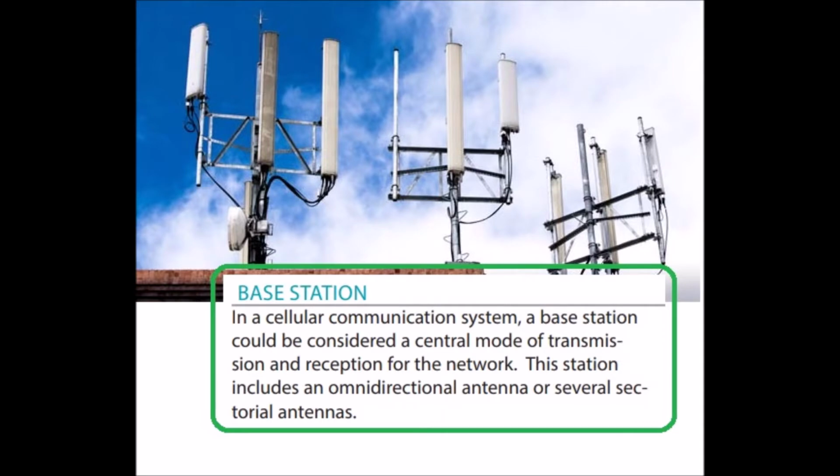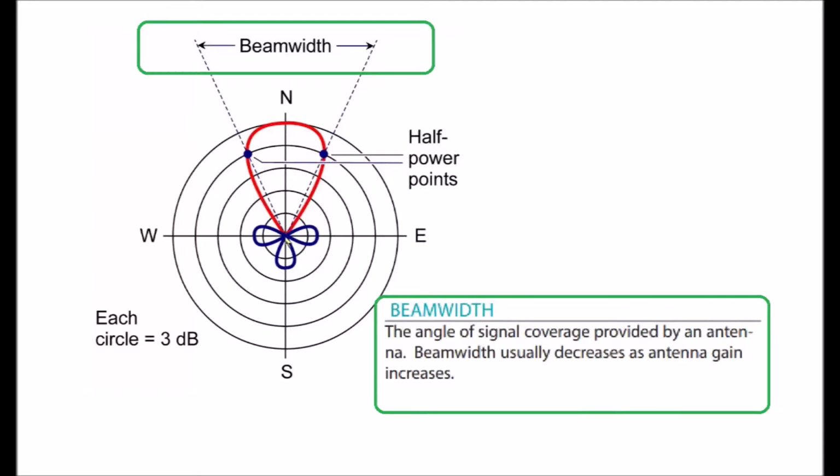Base station. In a cellular communication system, a base station could be considered a central node of transmission and reception for the network. The station includes an omnidirectional antenna or several sectorial antennas. Beam width. The angle of signal coverage provided by an antenna. Beam width usually decreases as antenna gain increases.